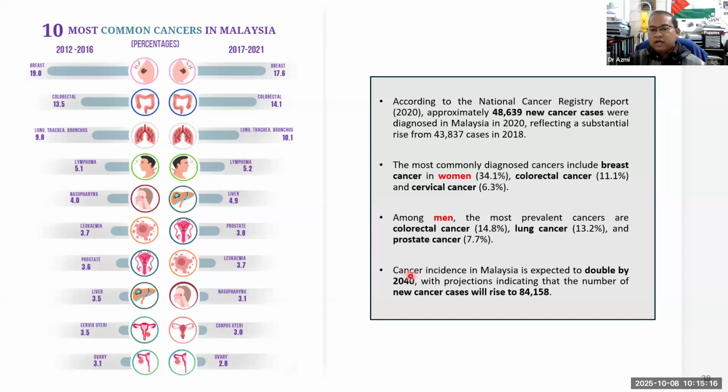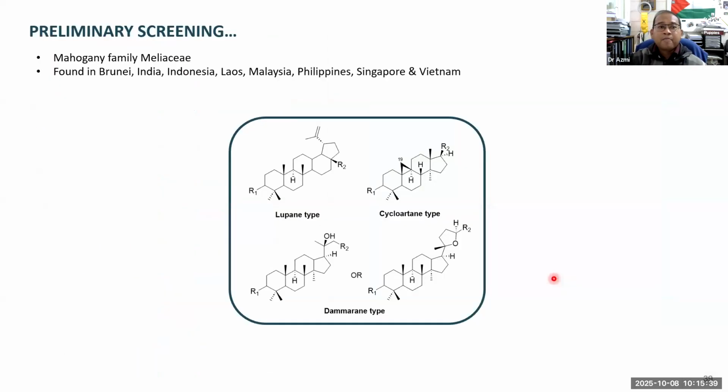Cancer incidence in Malaysia is expected to double in 2040, with projections indicating the number of new cases will rise to 84,000. It is very worrying when we look at these statistics, especially because they come from our Ministry of Health.